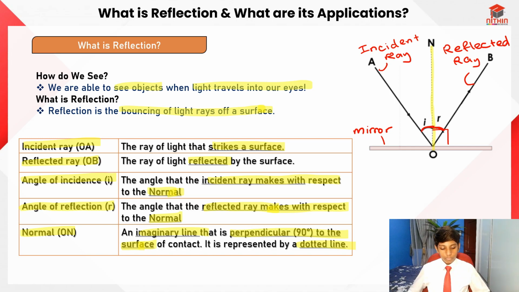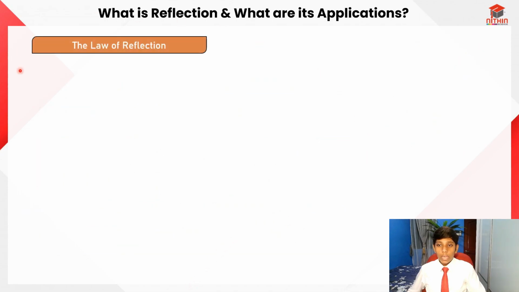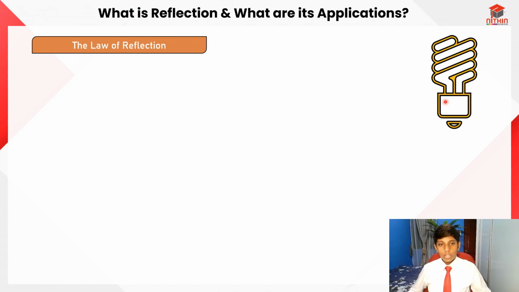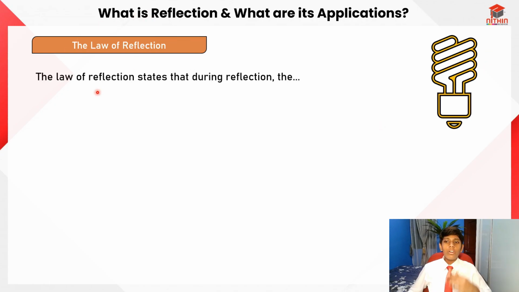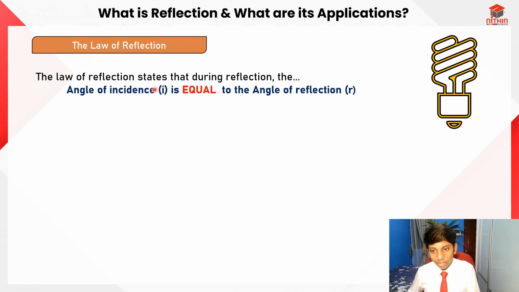Now let's move on. Here we have the law of reflection. The law of reflection states that during reflection, the angle of incidence I is equal to the angle of reflection. In the previous image, you could have seen that I was equal to R. You have seen it, right? So it was actually equal.